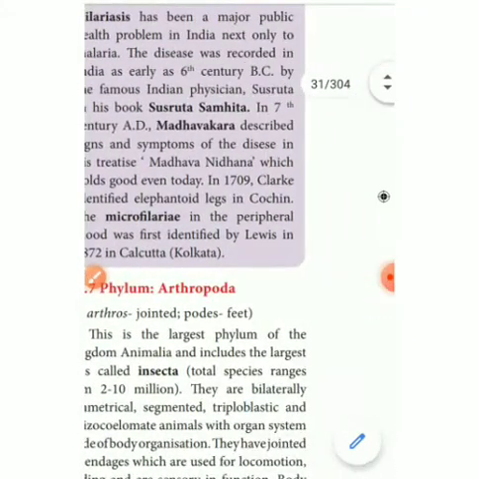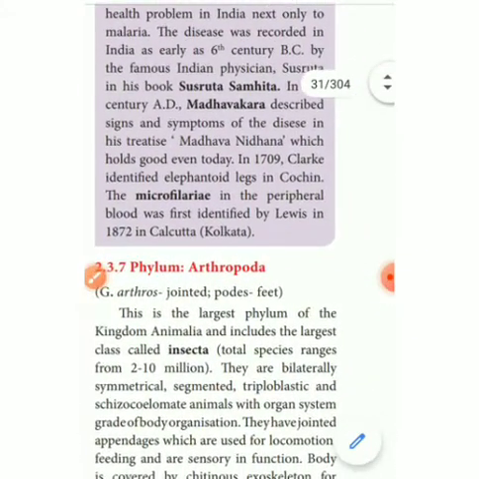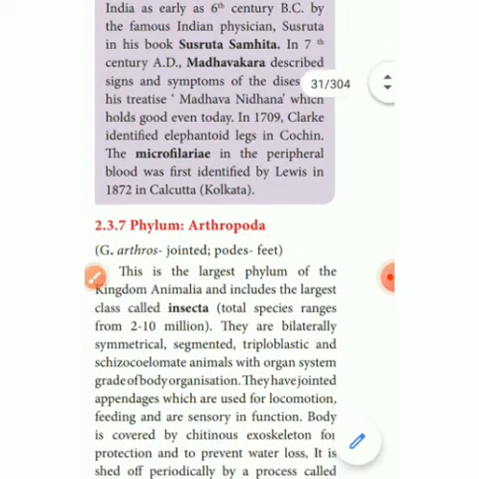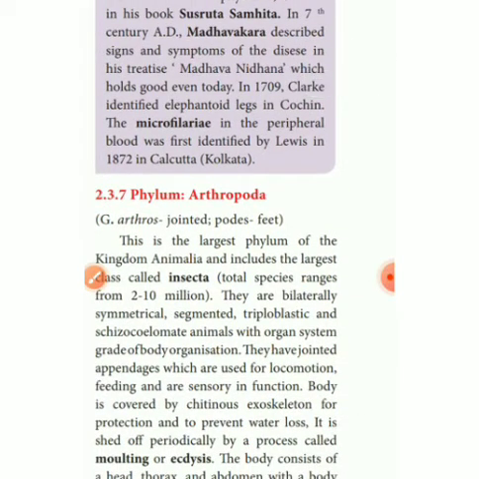Next we see the phylum Arthropoda. Arthros means joint and poda means feet. It is the largest phylum in the animal kingdom. In the arthropods, the class Insecta is present, and Insecta alone has around 2 to 10 million species in the animal kingdom.